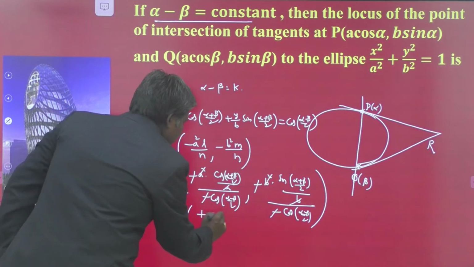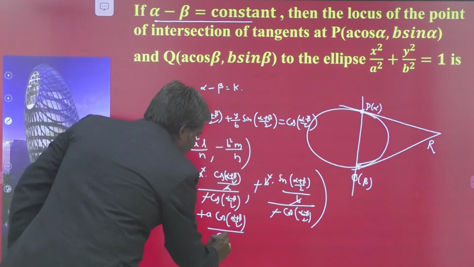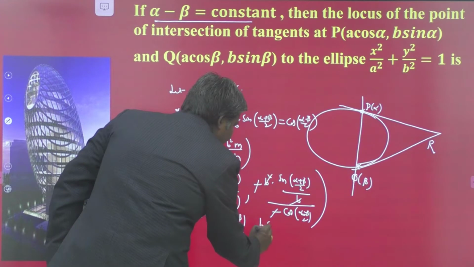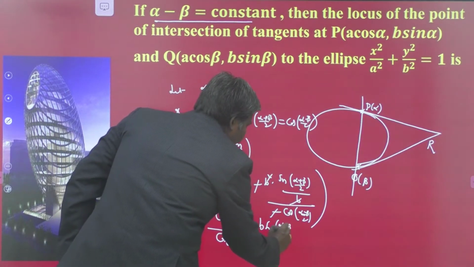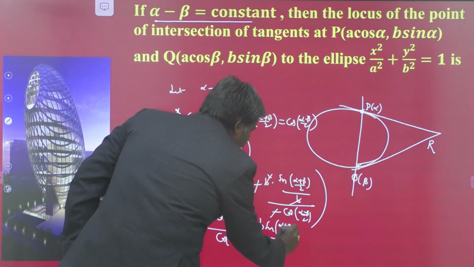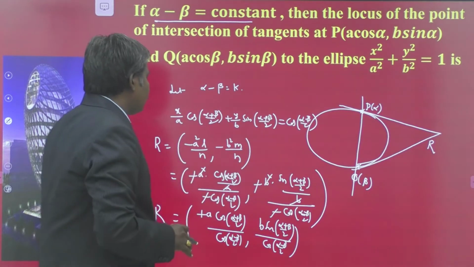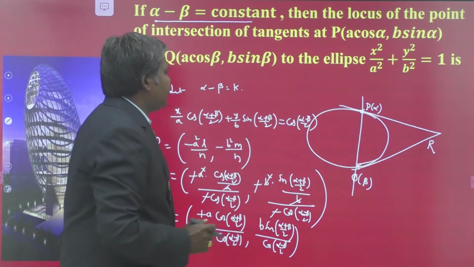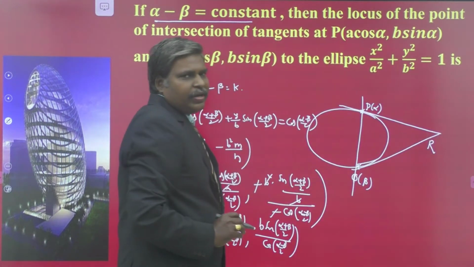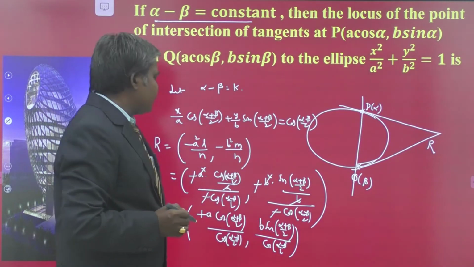That is a cos alpha plus beta by 2 by cos alpha minus beta by 2, comma b sin alpha plus beta by 2 by cos alpha minus beta by 2. Once you know the formula, there is no need to derive all these things. Also, you can find this point of intersection by writing the equations of tangent at P of alpha and tangent at Q of beta and solving them. You get this point of intersection, but it is a little bit of a lengthy process.